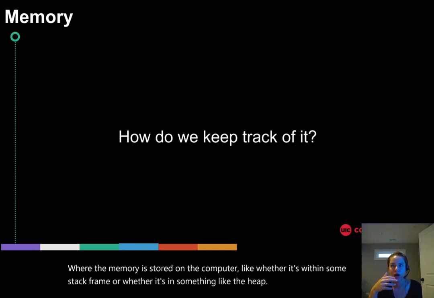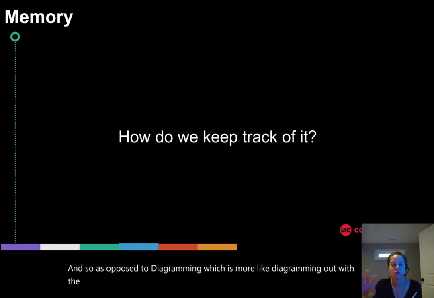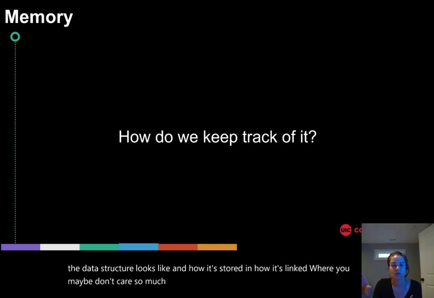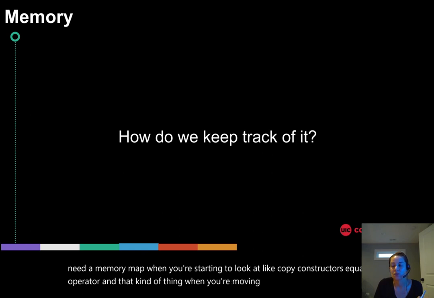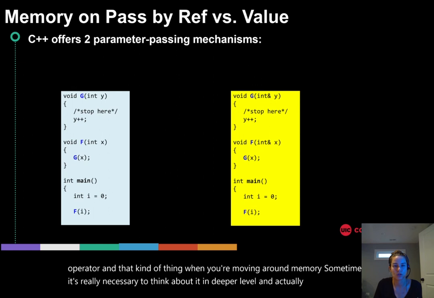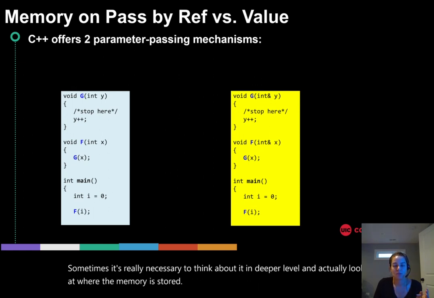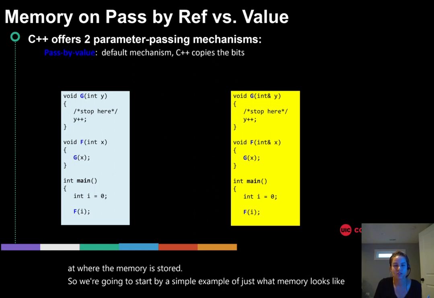As opposed to diagramming, which is more like diagramming out what the data structure looks like and how it's stored and how it's linked, where you maybe don't care so much about exactly where the memory is. So you kind of need a memory map when you're starting to look at copy constructors, equal operator, and that kind of thing when you're moving around memory. Sometimes it's really necessary to think about it at a deeper level and actually look at where the memory is stored. So we're going to start with a simple example of what memory looks like when you pass by reference versus pass by value.